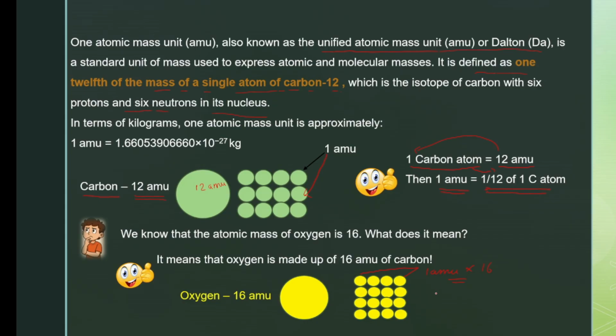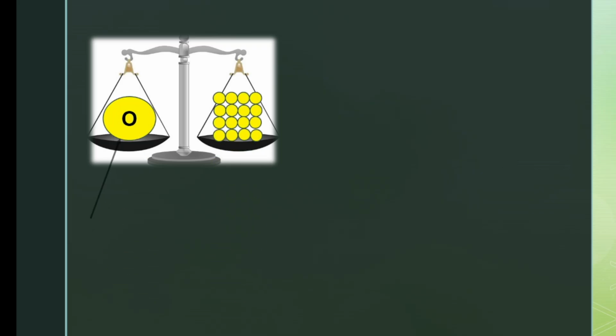Then what about nitrogen? Its atomic mass is 14. What does it mean? It means that nitrogen is formed of 14 small balls like this. 14 into 1 AMU. Hope it is clear. That is atomic mass unit. This is one full oxygen atom.